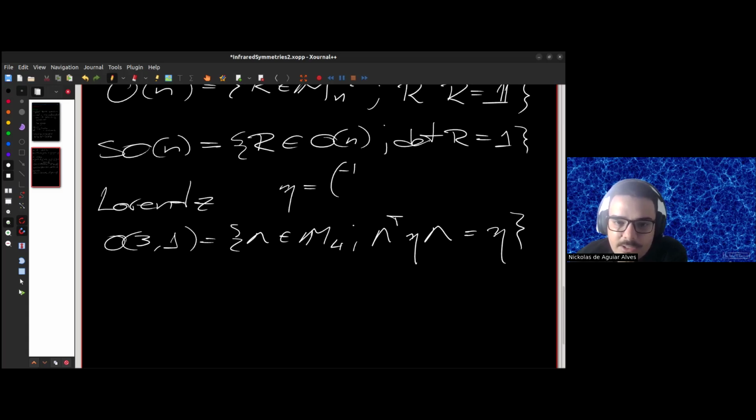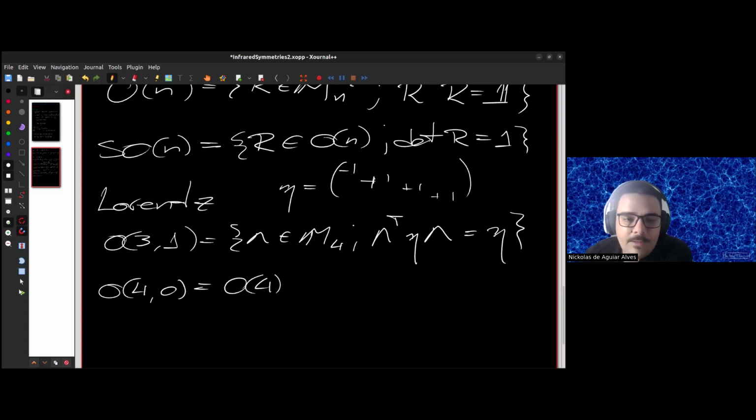So in my sign convention, it is minus 1, plus 1, plus 1, plus 1. So this is very similar to the orthogonal group, and the orthogonal group only has plus signs. So you can notice here, for example, that O(4,0) equals O(4).